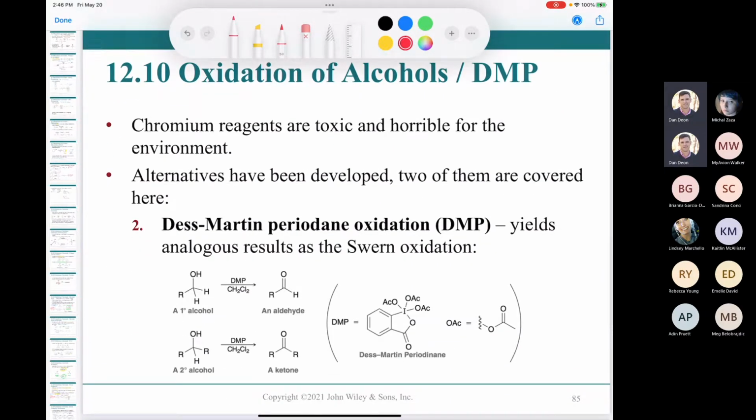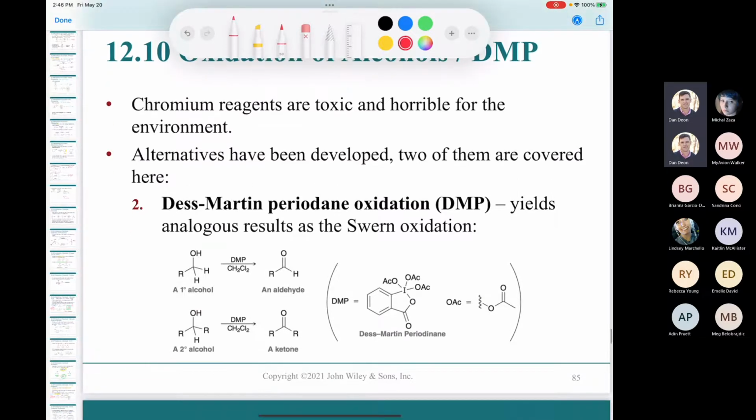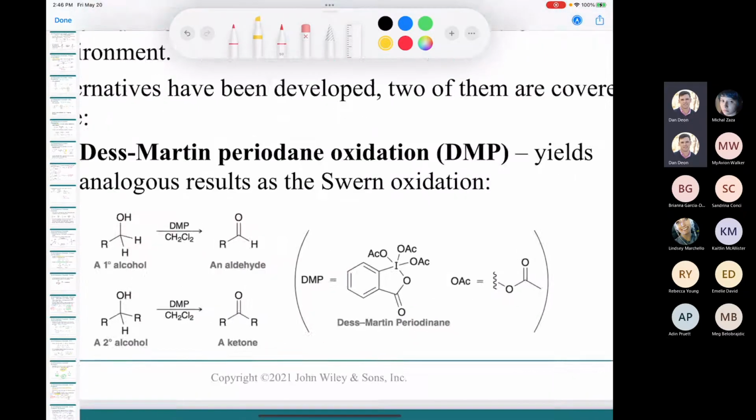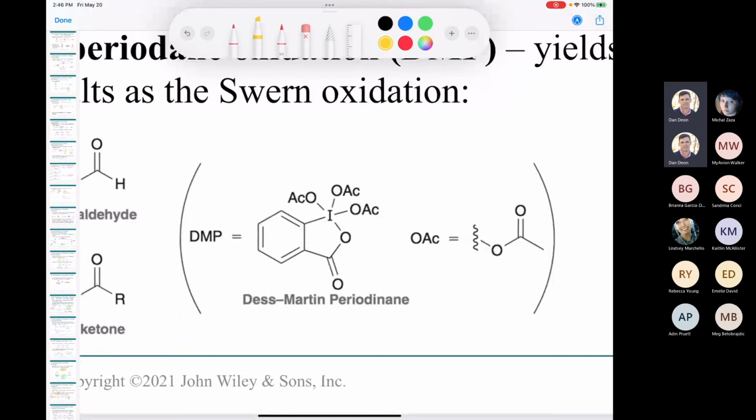Again, those chromium reagents are toxic and horrible for the environment. So besides the Swern, which is kind of stinky, what other options do we have? Well, we also have what's called the Dess-Martin periodinane. And this is the structure of the periodinane right here. You can see it's got three acetyl groups on it. If you've ever studied acetyl coenzyme A, this is an acetyl group here. That's what the Ac stands for. But here's our Dess-Martin periodinane.